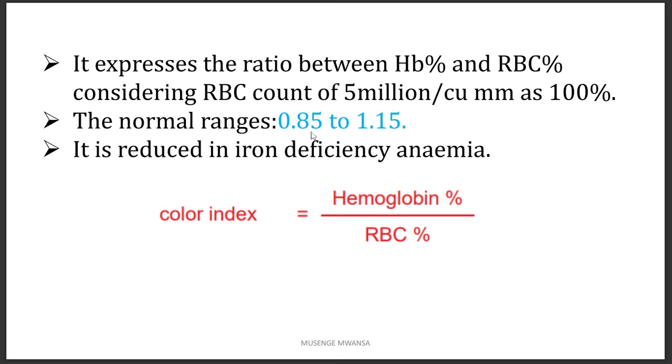If we find that the value is very much less than 0.85, that will mean that we don't have enough iron, because you can see hemoglobin is on top. So meaning if this value is small, it means that hemoglobin is less or iron is less. So that would mean the person is suffering from anemia.